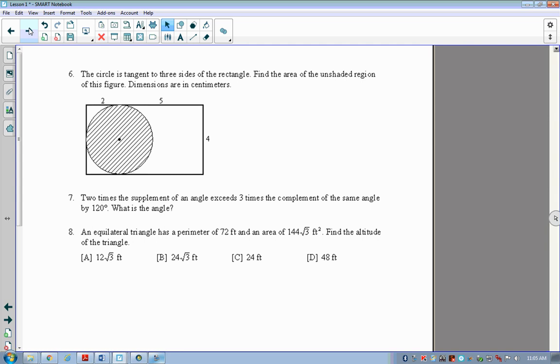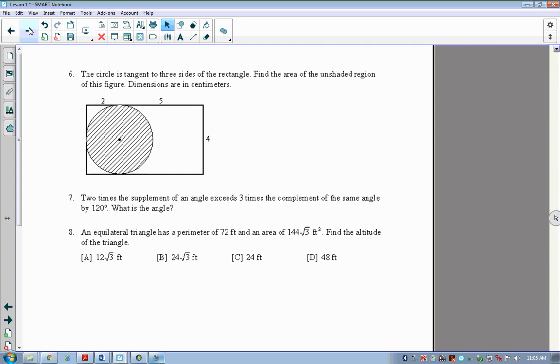All right, the circle is tangent. Tangent means we've got a line that touches a circle at exactly one point that's going to be perpendicular to the radius of that circle. The circle is tangent to 3 sides of the rectangle. We want to find the area of the unshaded region of this figure. Dimensions are in centimeters.